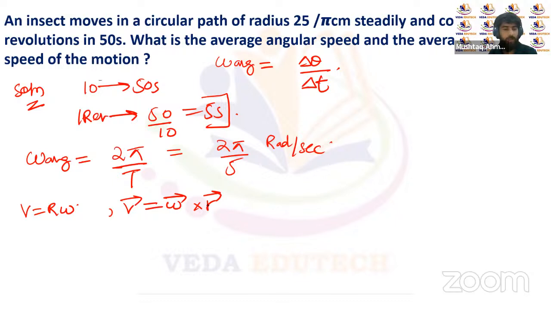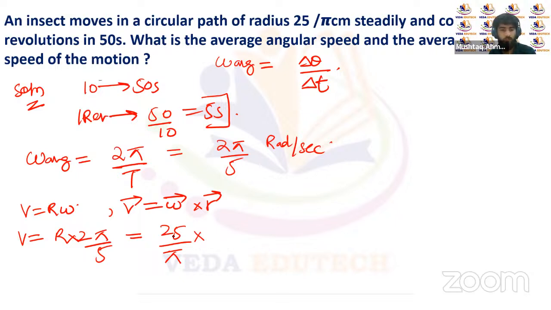Now you can see here V is equal to R omega. The average angular velocity is 2 pi upon 5. So the average linear speed will be R multiplied by 2 pi upon 5. The radius of this particle is given as 25 upon pi, in units of centimeters. But we have to calculate this average velocity in terms of meter per second.